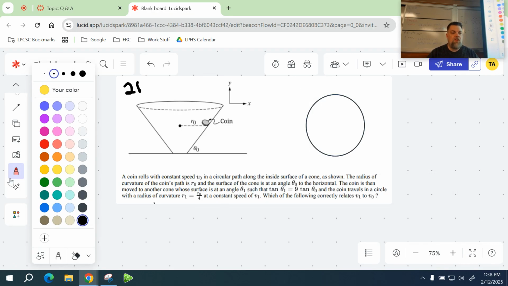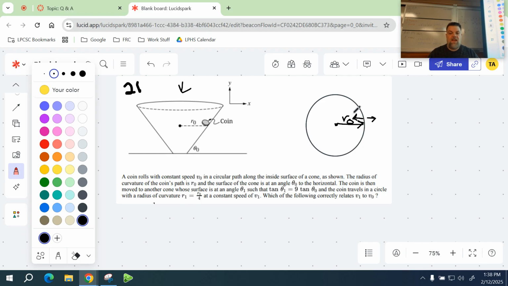Now remember, the normal force pushes against an object, right? So if I want to think of it this way, I'm just doing a bird's eye view. I'm looking up from the top into this thing. This is r naught, okay? And we have our coin here, but the normal force pushes this way because the coin is actually pushing out this way. Well, isn't that the centripetal force? Right?